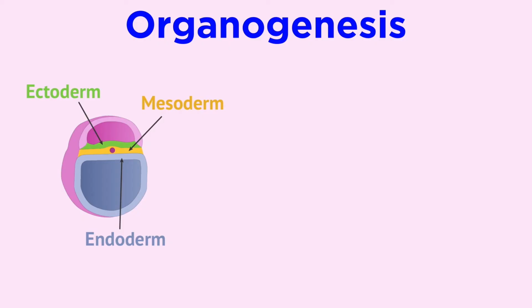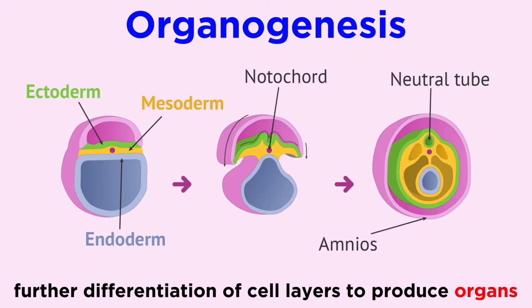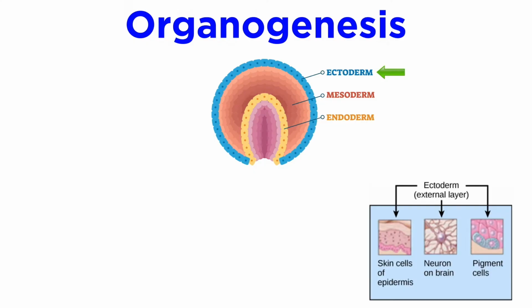The cells in each germ layer further differentiate in a process known as organogenesis. Some cells of ectoderm form the nervous system, others form the outer epithelium of the body, and everything that entails from the enamel of the teeth to the lens of the eye.